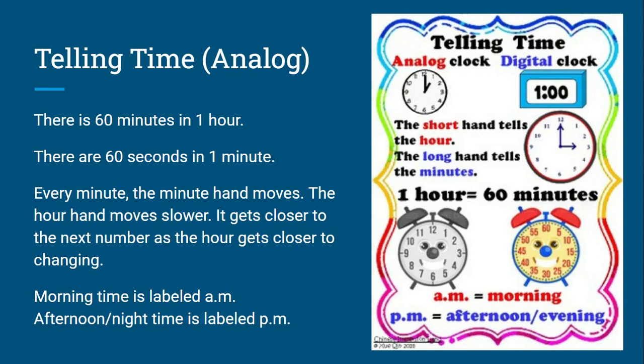All right, another big important thing to remember when we're looking at time is that anything in the morning is going to be labeled AM, and anything in the afternoon or the nighttime is labeled as PM. So the first 12 hours of the day from midnight until noon are AM, and then from noon until midnight are PM.